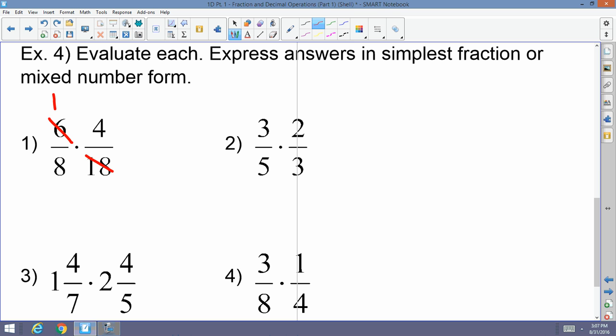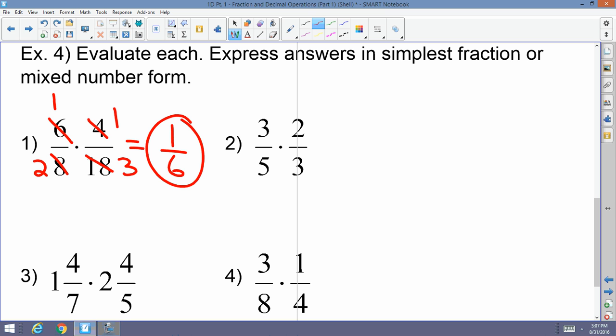6 goes into 18 3 times. 4 goes into 4 one time. 4 goes into 8 2 times. 1 times 1 is 1. 2 times 3 is 6. Mr. Morrow, what if I don't do that? What if I don't reduce? Will I get it wrong?